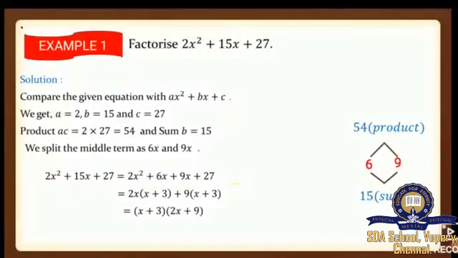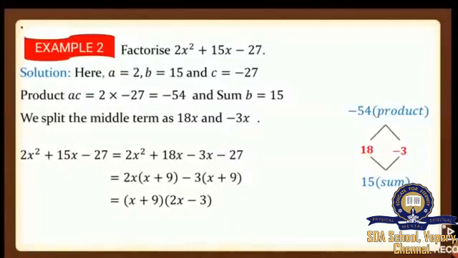So after splitting the middle term, now you can regroup the terms and you can take the common factors outside. So if you observe from the first two terms, you can take 2x commonly outside. And from the last two terms, you can take 9 commonly outside. Now, in the second and the third term, you will have x plus 3 and x plus 3 is common. So if you take x plus 3 commonly outside, you will get 2x plus 9. So the solution for the given question is x plus 3 into 2x plus 9. So let us see another example.